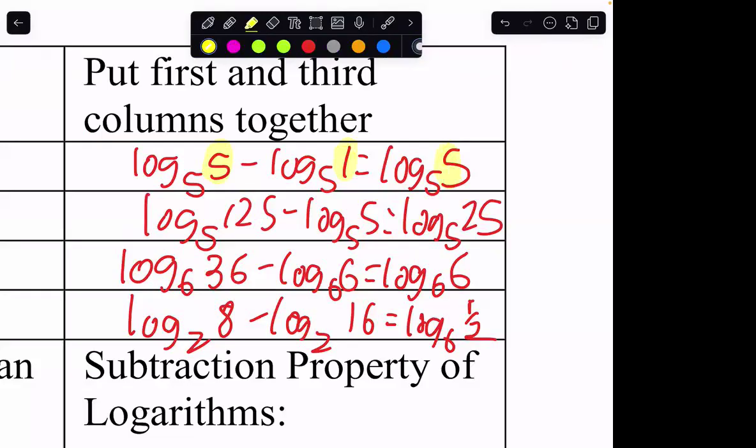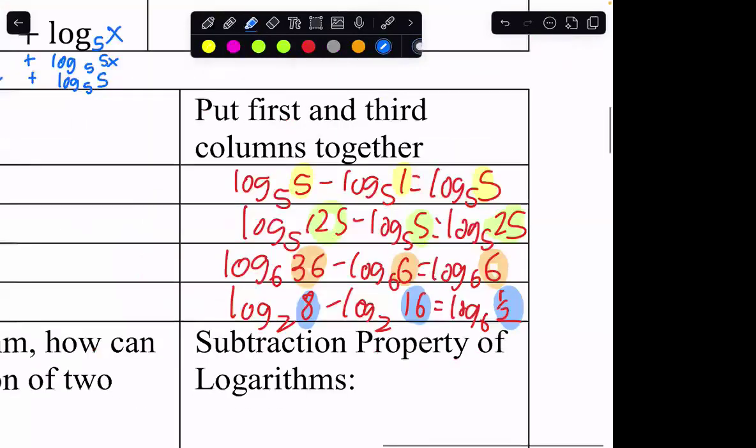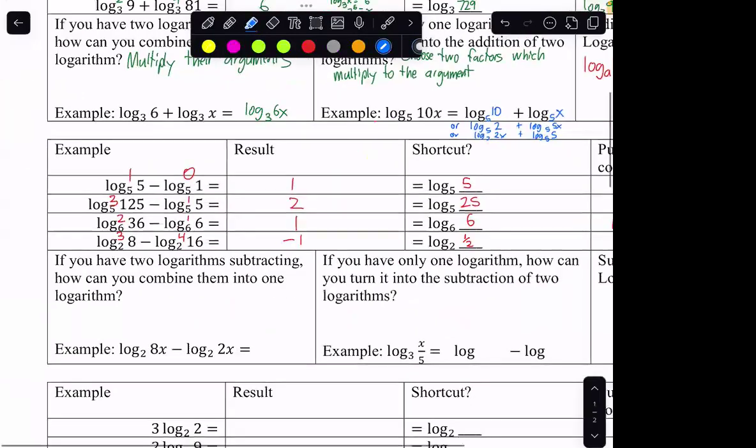Yes, you divide their arguments. 5 divided by 1 is 5. 125 divided by 5 is 25. 36 divided by 6 is 6. And 8 divided by 16 is 1/2. Okay, so you divide their arguments.